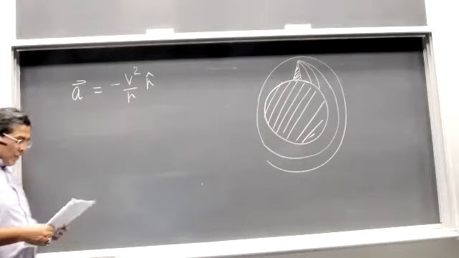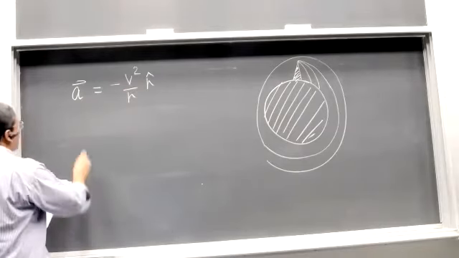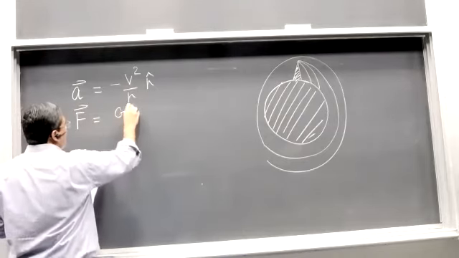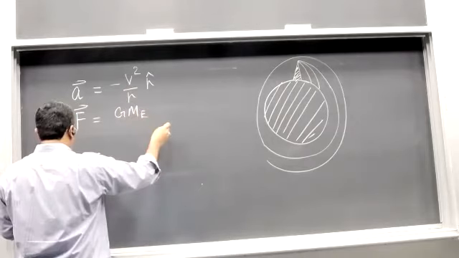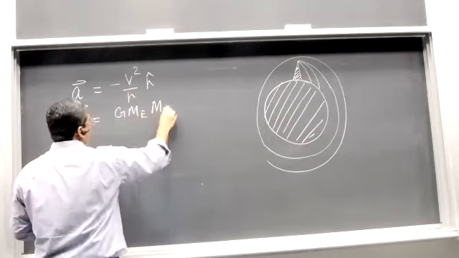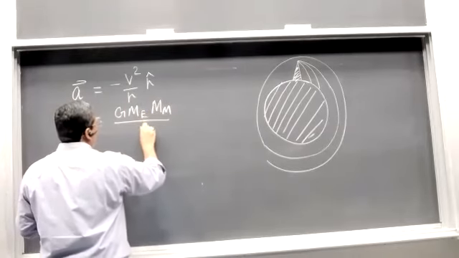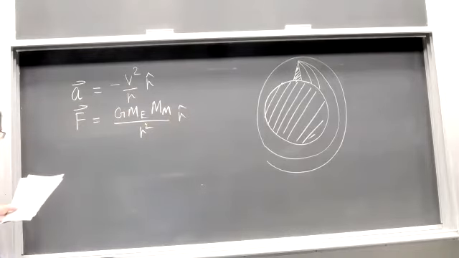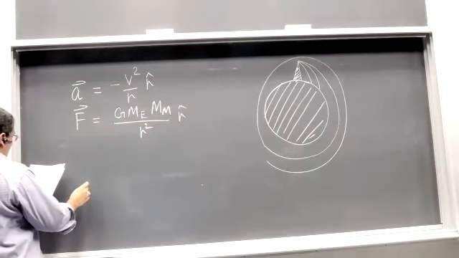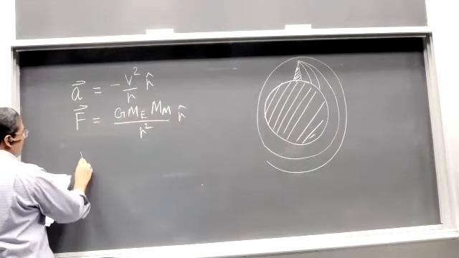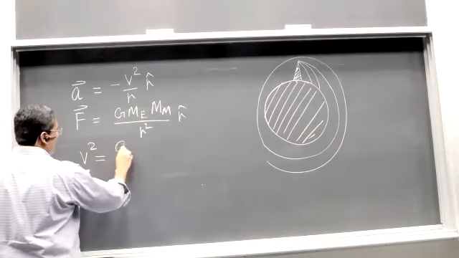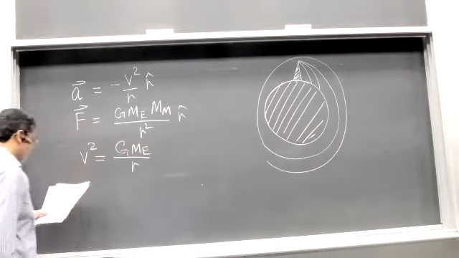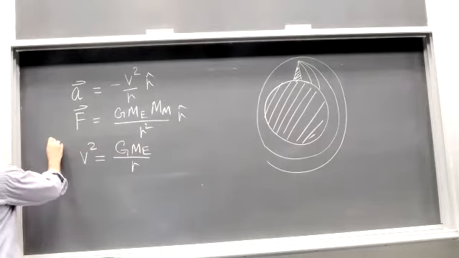Towards the center. We also know that the gravitational force F is equal to simply G M_E, let's say we are considering the moon, M_M, over r squared, times the r unit vector. And then from here, you can calculate that v squared is nothing but G M_E over r. And this is the velocity.